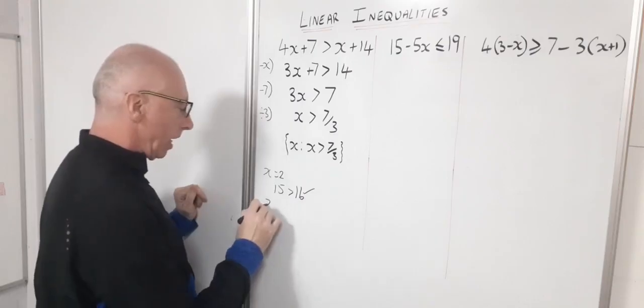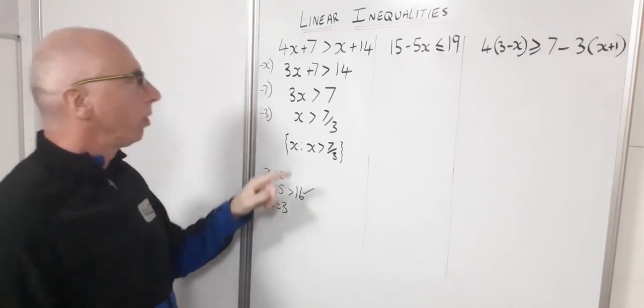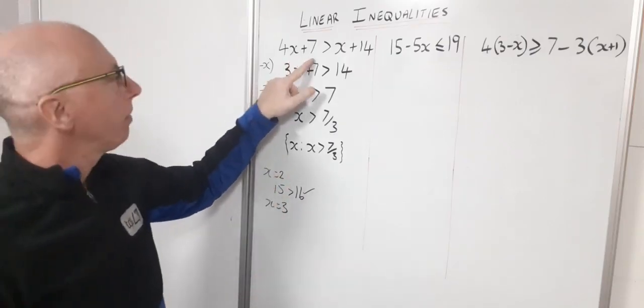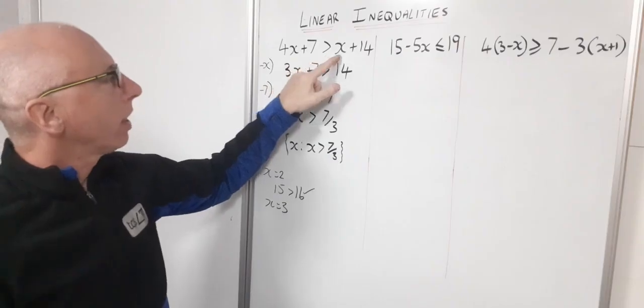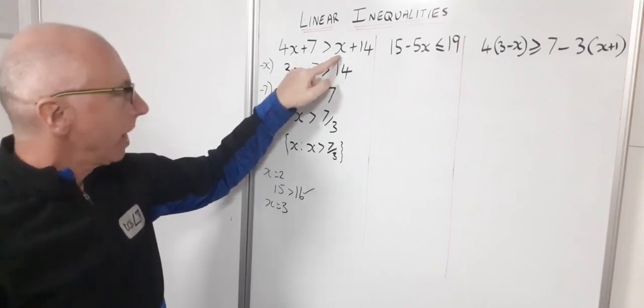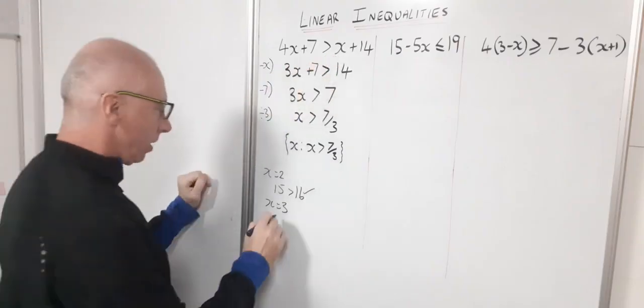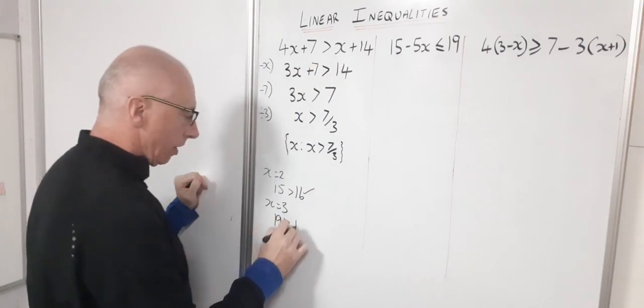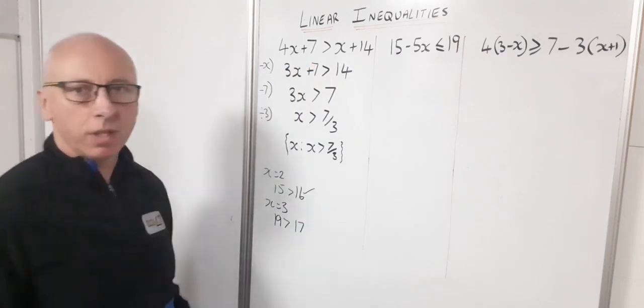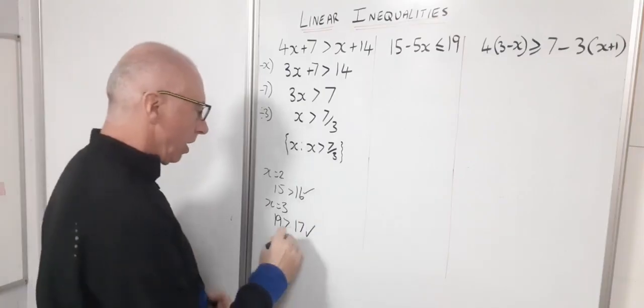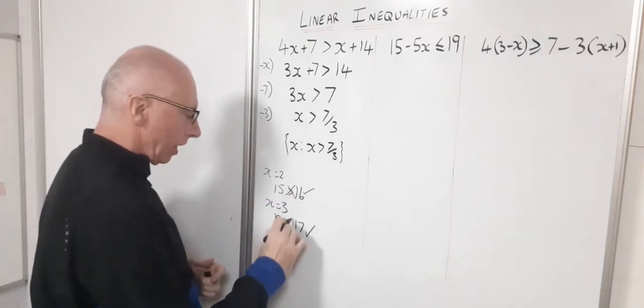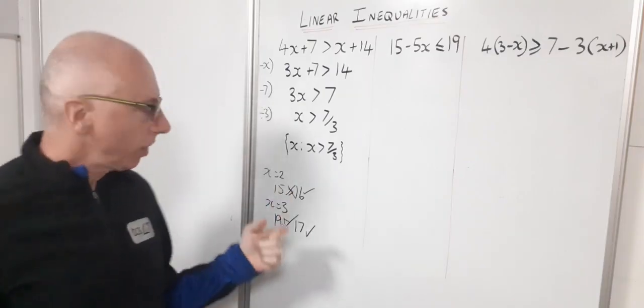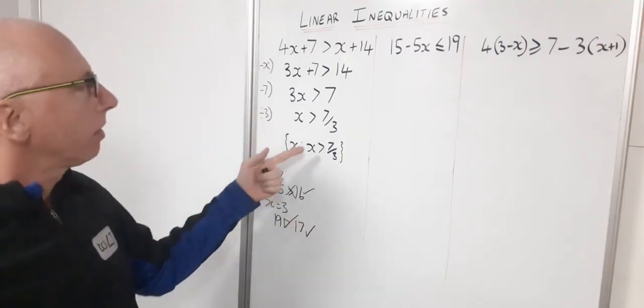And then what happens when x equals 3? Plug 3 into there, 4 3s are 12, plus 7 is 19. Is it greater than, x is 3 there, so that's 17. 19 is greater than 17. That is also working for us. So that's a false one, and that's a correct one. So that's all good. They all work for both of us with these values.